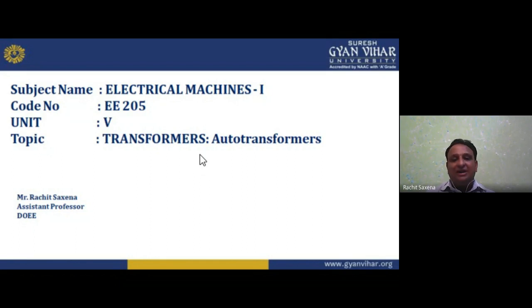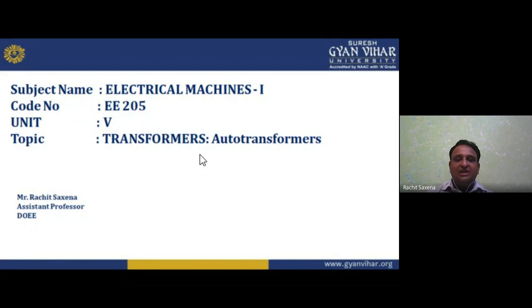Then we have the open delta connection. Open delta is basically the delta connection in which one phase is out, then it becomes the VV connection. It works at about 57% or 58% efficiency, at zero and lagging power factor, at different power factors. Then we have the Scott connection through two transformers. We can convert two phase to three phase, or from three phase into two phase.